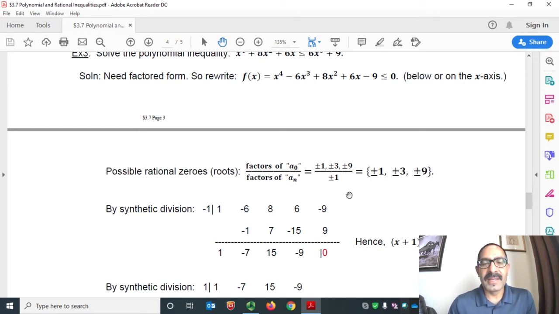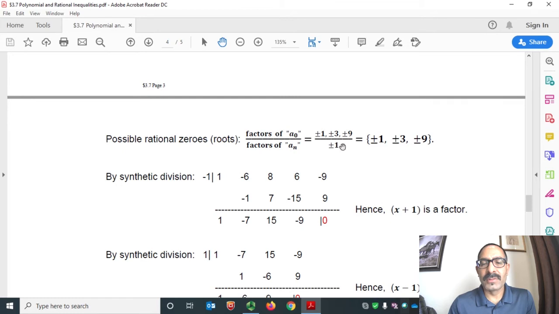So let's divide here. Plus minus 1 over plus minus 1 is plus minus 1, plus minus 3 over plus minus 1 is plus minus 3, plus minus 9 over plus minus 1 is plus minus 9. So now we have these 6 possible rational zeros of this given polynomial.